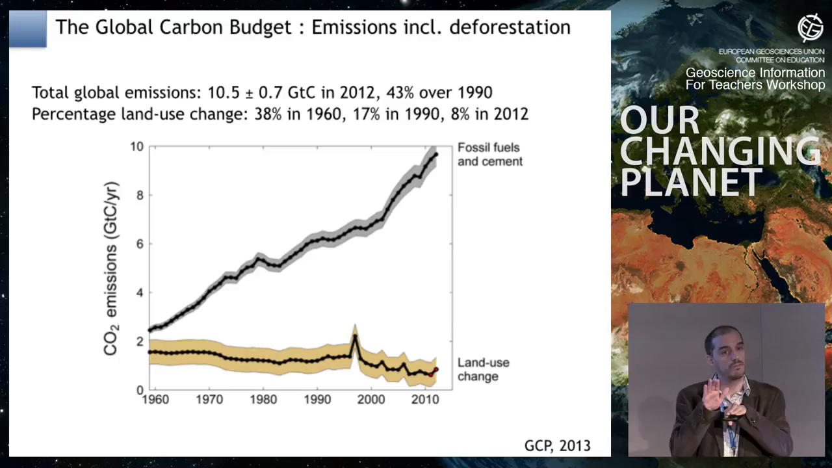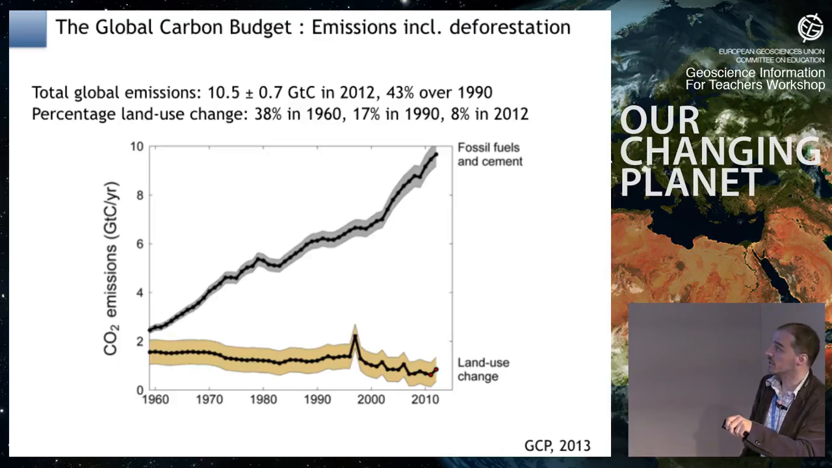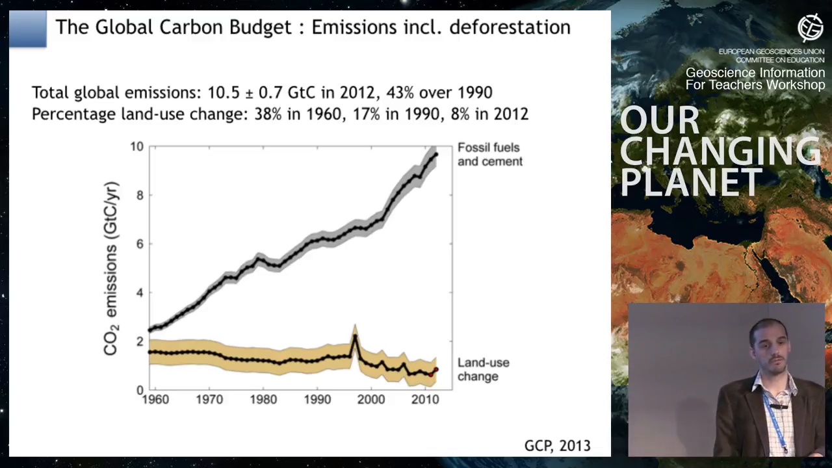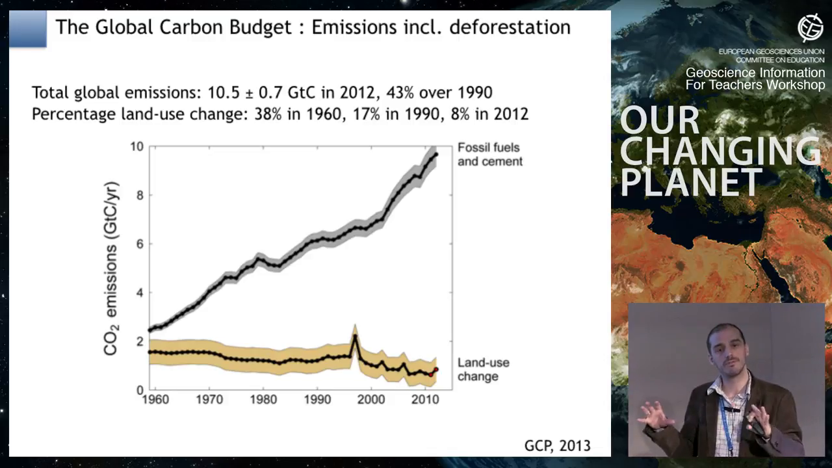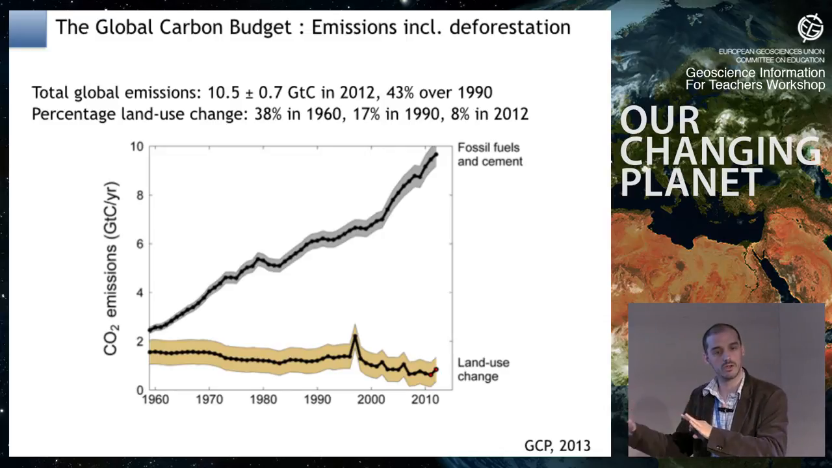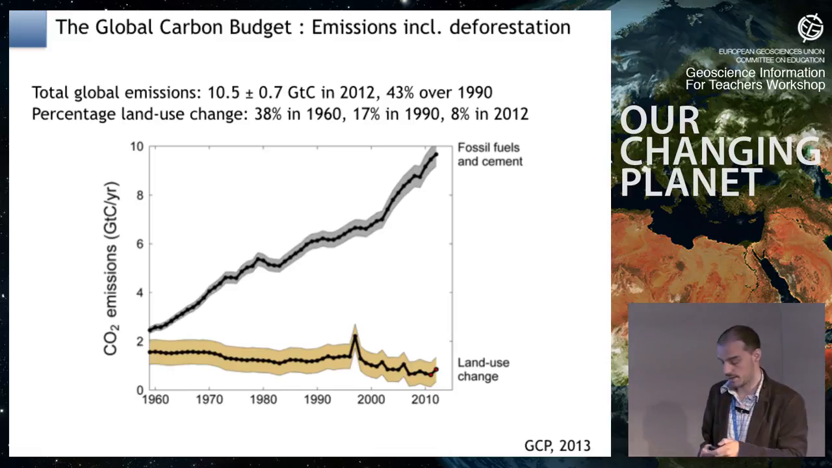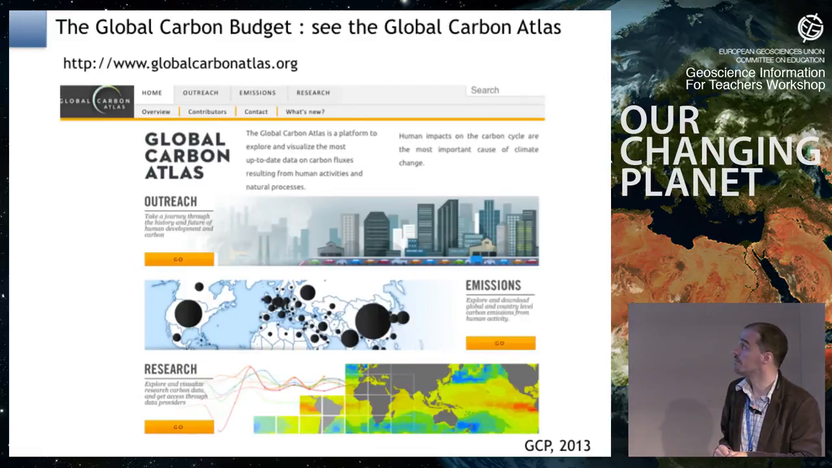So deforestation emissions are decreasing slightly, and fossil fuel emissions are increasing very rapidly. So now, if you do the sum, in 2012 it's more than 10 gigaton of carbon per year. If you sum this 1 gigaton of carbon from the land use plus the almost 10 from the fossil fuel emissions. So that's a very brief description of emissions: countries, coal, oil, land use, and fossil fuel.